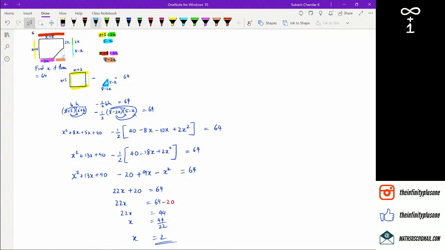What happened to the 2x squared? So basically, when I went negative half times positive 2x squared, it becomes negative x squared.